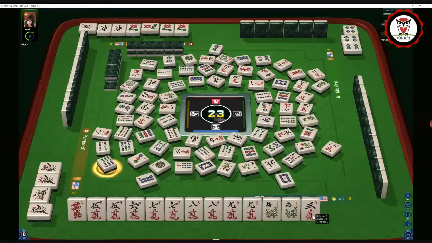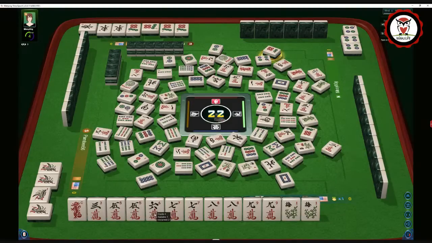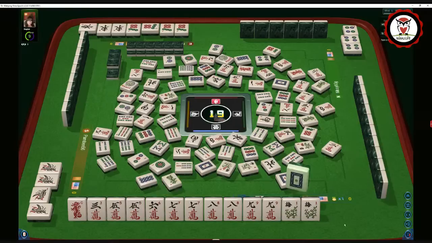6 bamboos. 3 crack. That's really not helpful. Let's see. The 9 crack, 2 are out. 6 dots. The 6 crack is what we need to pair up if we're going to do 5 through 8, or really we could do 6 through 9 and let the 5s go. We have 4 characters. 2. Let's see. We have 3 discards and 5 picks. Green dragon.